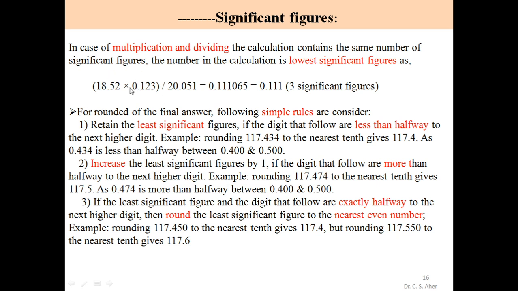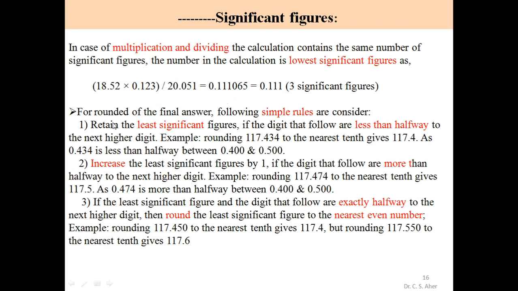After completing this multiplication and division, we get the final answer 0.111065. So how many decimal places are there after the point? 1, 2, 3, 4, 5, 6 decimal places. But when we round it, we consider 3 significant figures. See, here 2 significant figures and 3 significant figures. So the lowest is 3, and thus we round this figure to 3 decimal places and get the answer 0.111.